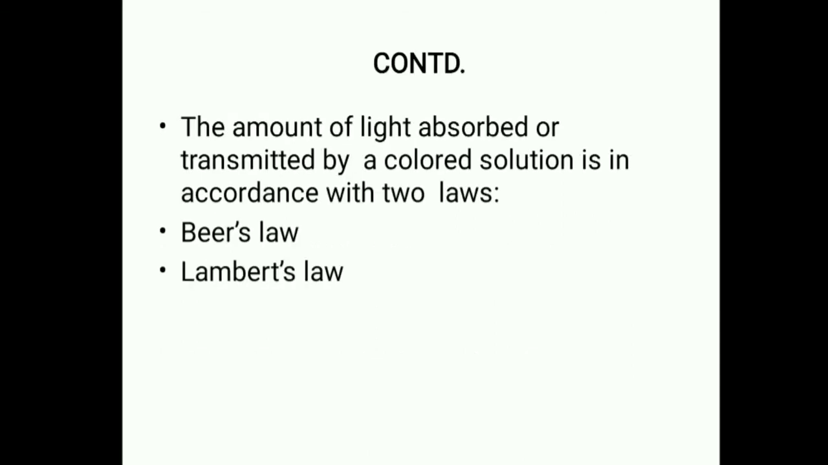The amount of light absorbed or transmitted by a colored solution depends on two principles, that is Beer's law and Lambert's law. Beer's law states the absorbance is directly proportional to the concentration, whereas Lambert's law says absorbance is directly proportional to the path length.